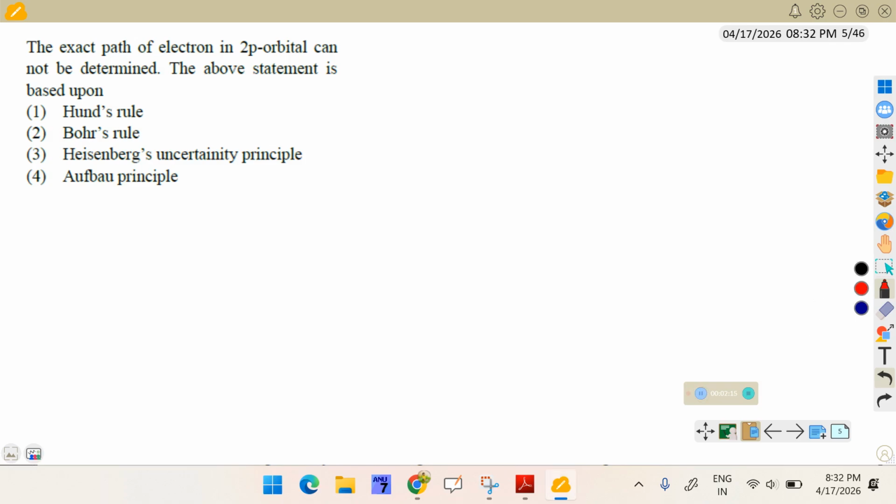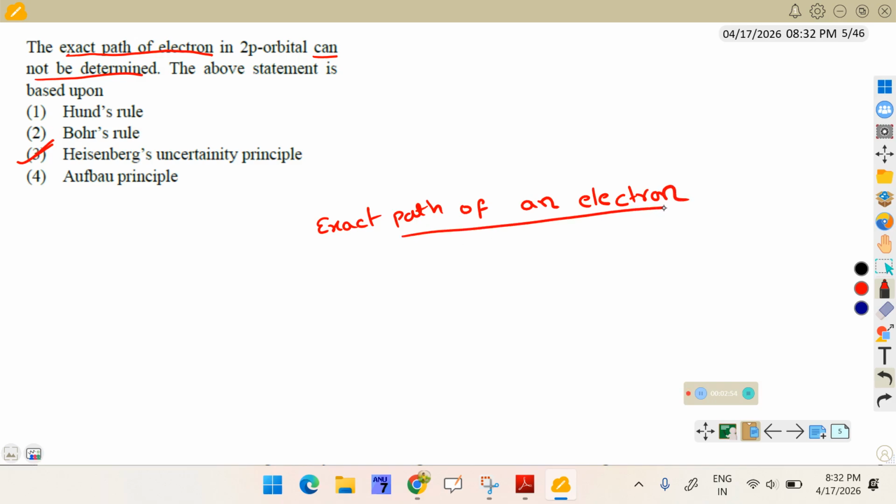The exact path of an electron in a 2p orbital cannot be determined. The above statement is based upon what? The exact path of an electron cannot be determined. It is based on the Heisenberg uncertainty principle. So the discussion about the path of the electron, the correct answer is Heisenberg's principle.